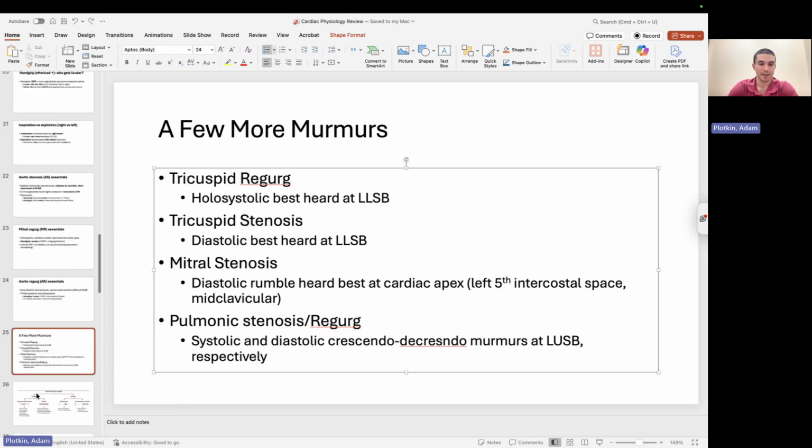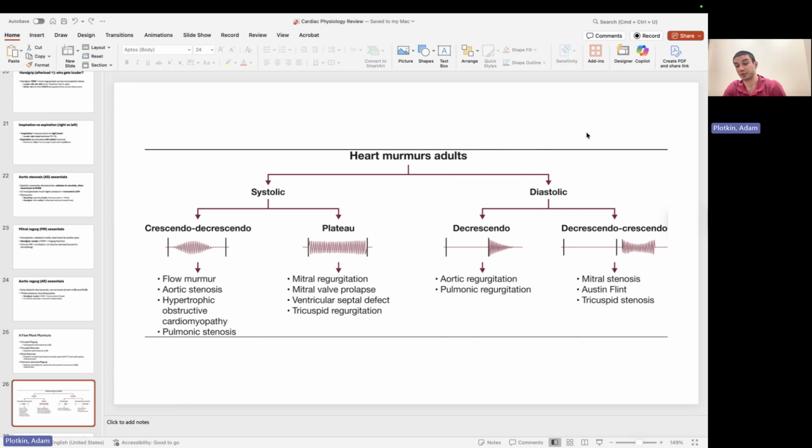Okay, this is from Dr. Mansour's Frameworks for Internal Medicine. Take a screenshot of this and save it, right? It's literally everything we talked about.